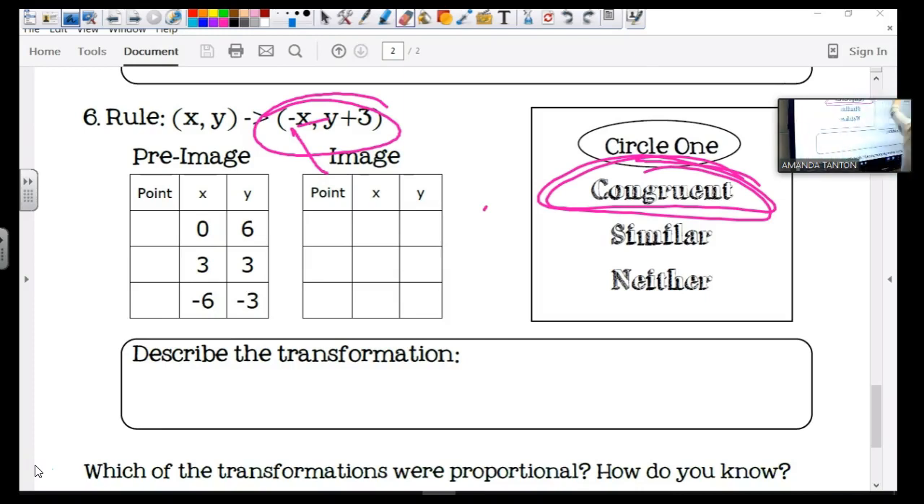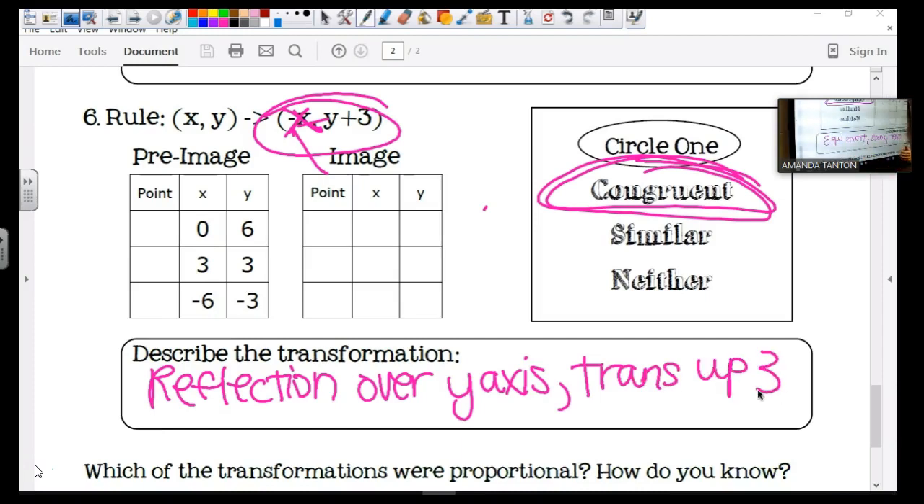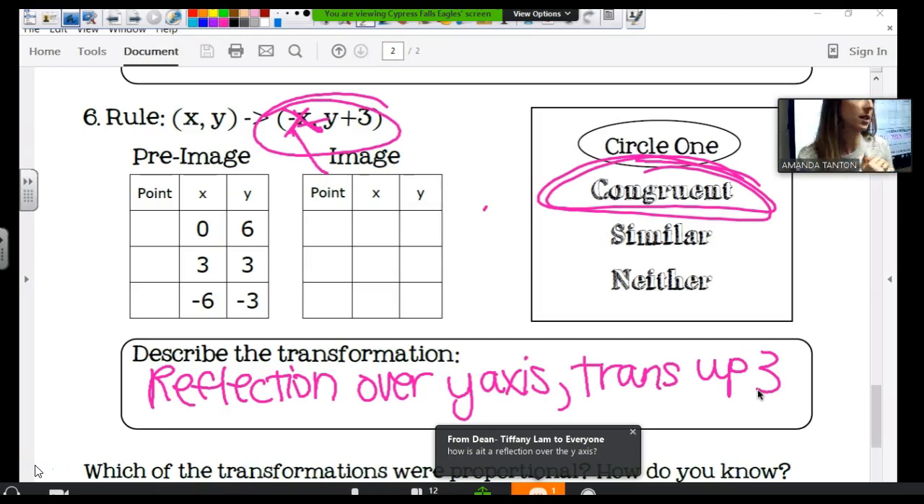Let's talk about what happened. What happened? Tell me one thing. Reflected across the line. Oh, yeah. Reflection over y-axis. What else happened? So that's this. Done with that. Translate. Awesome. Cool. That one is congruent because when you reflect, it's congruent. When you translate, it's congruent.